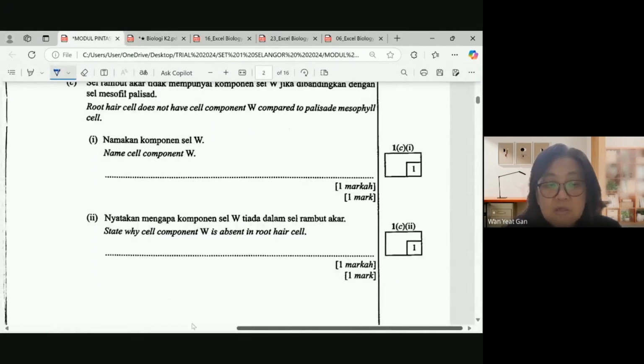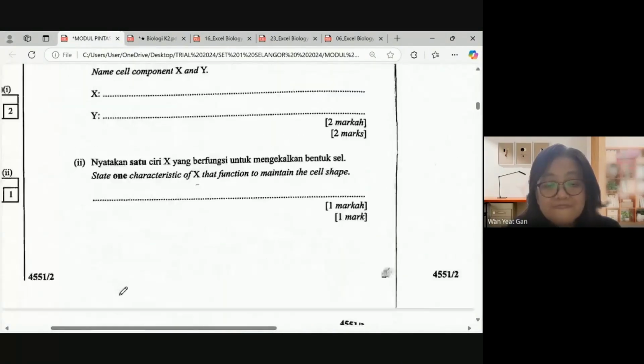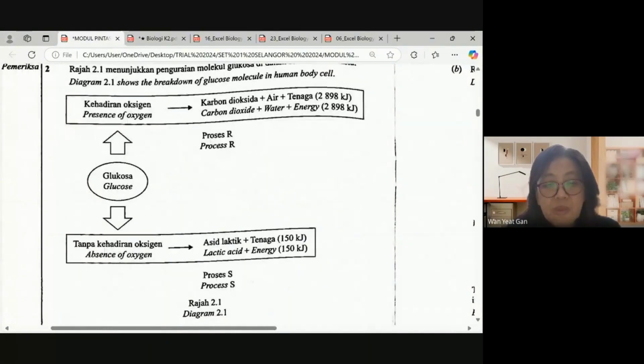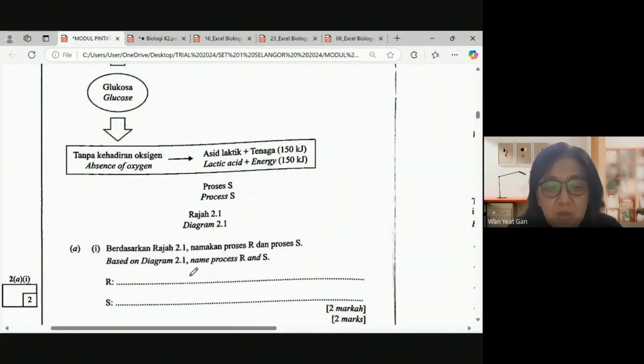Okay, let's move on now to question 2. Okay, in question 2, diagram 2.1 shows the breakdown of glucose molecule in human body cell. So there is a presence of oxygen, and also there's another equation here, there's absence of oxygen. So there's process R and process S. Process R occurs with the presence of oxygen. Process S occurs without the presence of oxygen. So based on diagram 2.1, name process R and S.